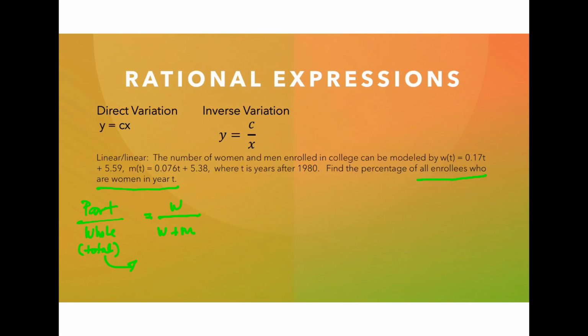Now women were given as a function of time by 0.17t plus 5.59. And then on the bottom what I want is not just the men, but the men and women. So I'm going to have to take women, 0.17t plus 5.59, and also add to that the men, which is 0.076t plus 5.38.